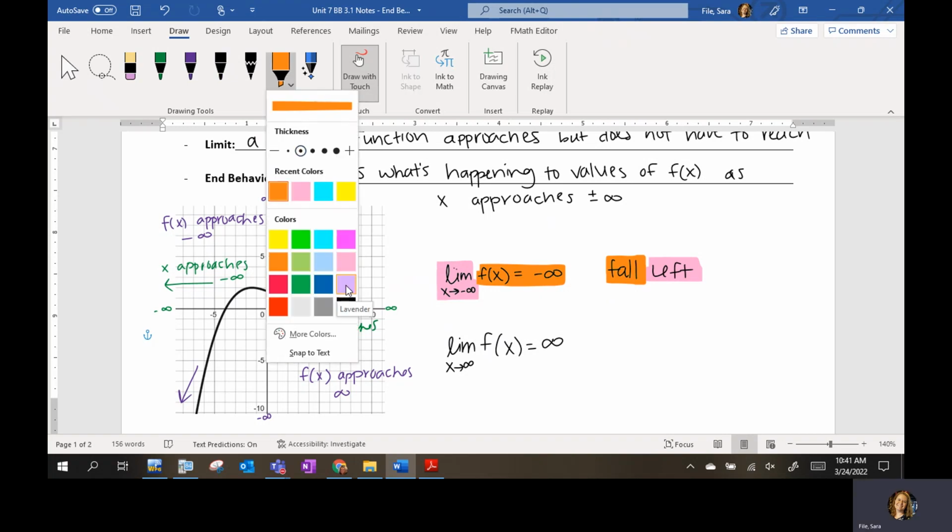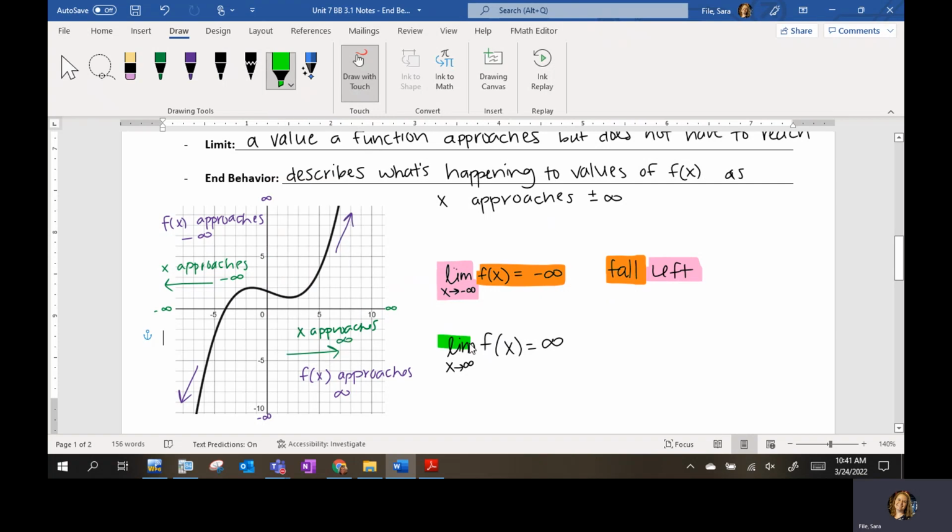Some other colors to color code for you here. So the limit as x approaches infinity, that means right. That's the right side of the graph. As x approaches infinity, that means x is getting bigger.